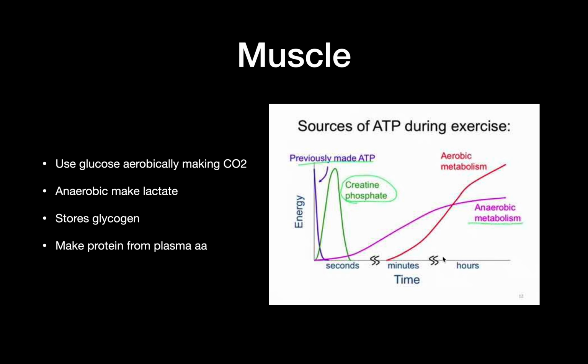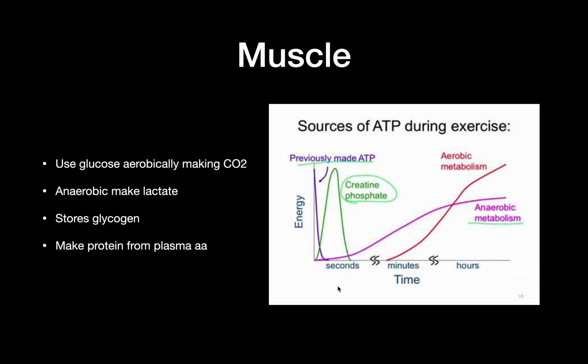So muscle. The muscle uses glucose aerobically to make carbon dioxide. That's the final product. And anaerobically, of course, make lactate, and that's the cause of muscle soreness the next day. And the muscle stores glycogen as energy storage, and they make protein from the plasma amino acids. So they gather the plasma amino acids and bring it into the muscle cell to catabolize.